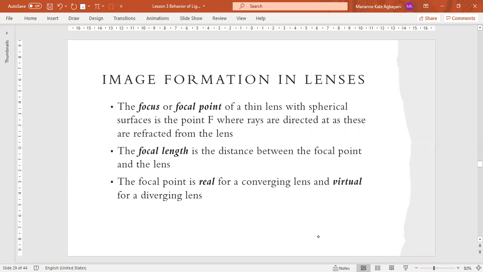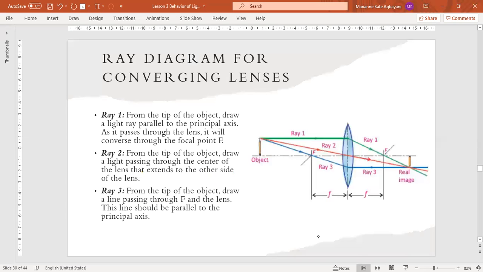Now, image formation in lenses. The focus or the focal point of a thin lens with spherical surface is the point F, where rays are directed as these are refracted from the lens. The focal length is the distance between the focal point and the lens. Take note, the focal point is real for converging lenses and virtual for diverging lenses.